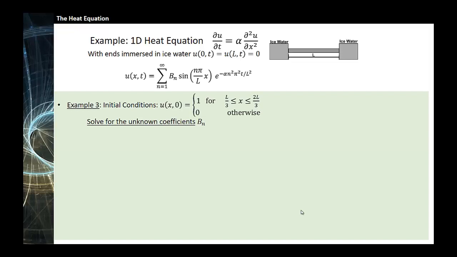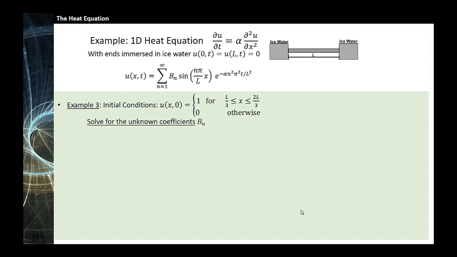Let's look at a set of initial conditions where the temperature of the bar is 1 between L over 3 and 2L over 3 and 0 otherwise. And we want to solve for the unknown coefficients, the b sub n's, and then the temperature of the bar as a function of time.